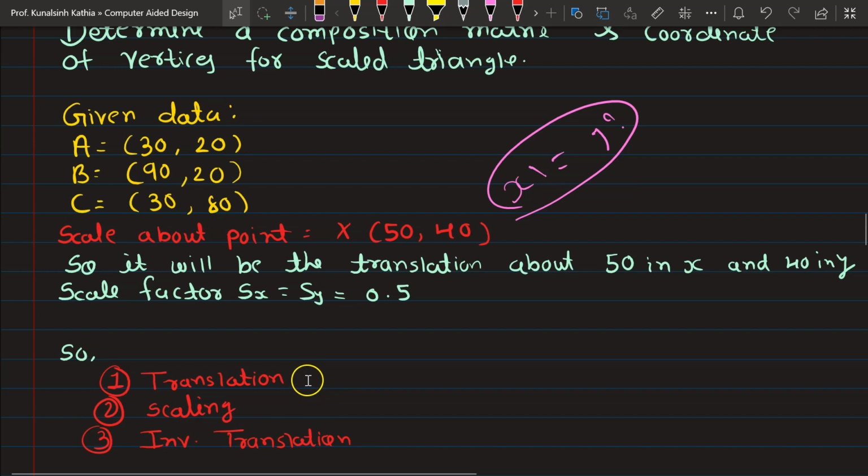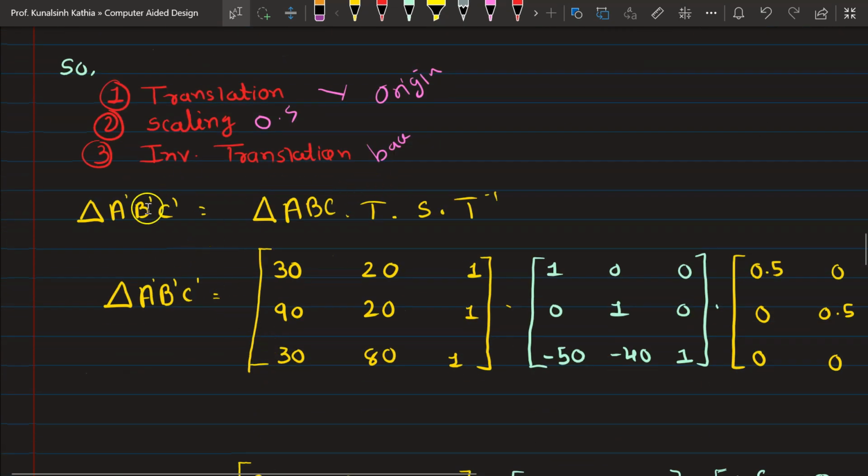So the standard rule is translation to the origin, then scale to 0.5 and then bring back. Okay, let's do it. Translation. So translation is of the original points T, scaling, inverse.